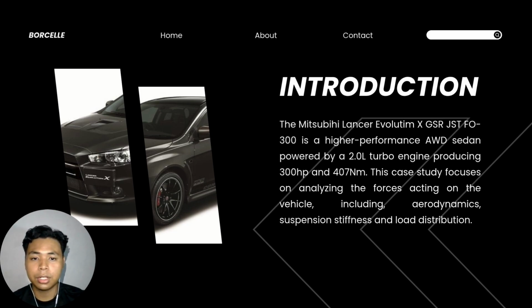Alright, for the introduction, the Mitsubishi Lancer Evolution 10 GSR GST F0300 is a high performance all-wheel drive sedan powered by a 2.0-liter turbo engine producing 300 horsepower and 407 Newton meter of torque. So this case study focuses on analyzing the forces acting on the vehicle, including aerodynamics, suspension stiffness, and load distribution.